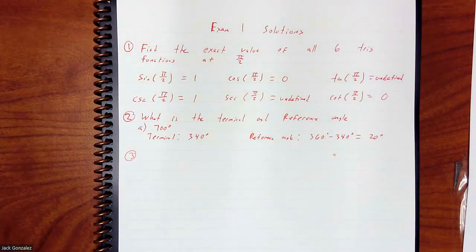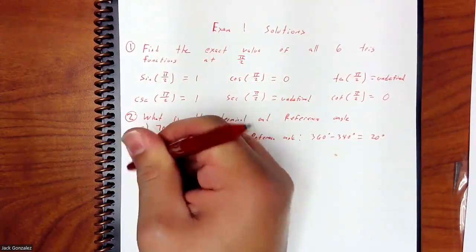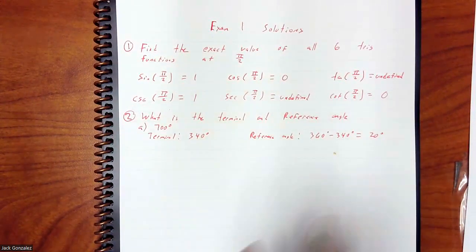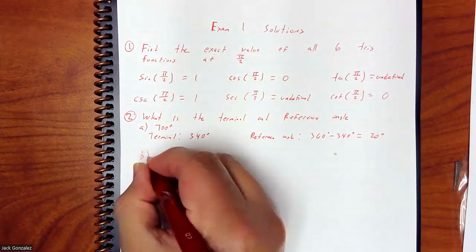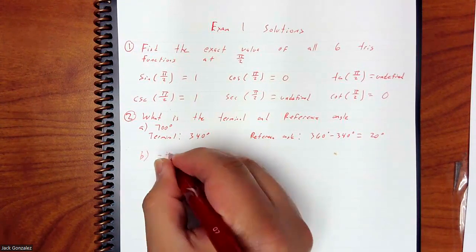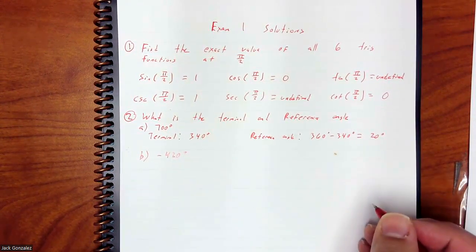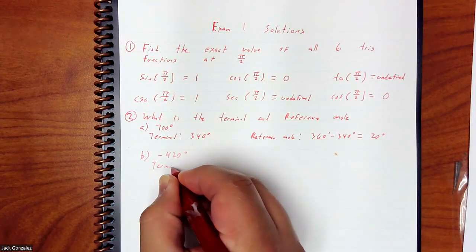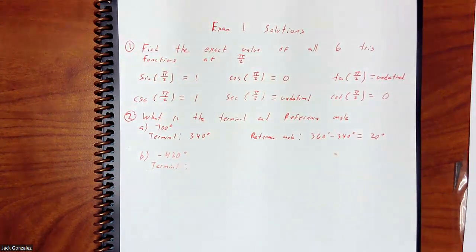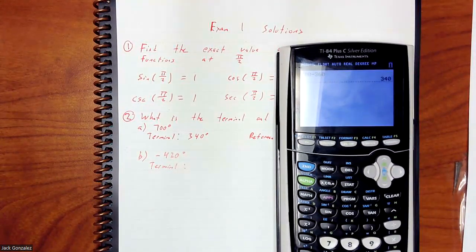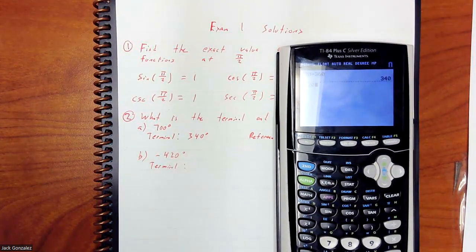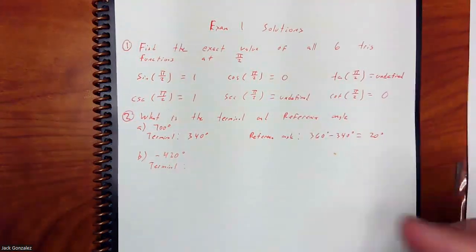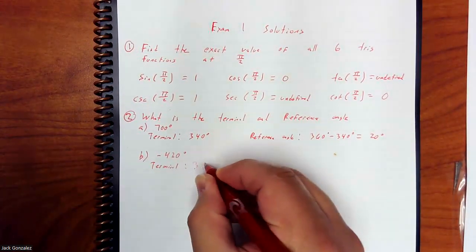Oh, forgot B. B was negative 420. So the terminal, just add 360 until you're above 0. So negative 420 plus 360 plus 360. So 300 degrees is the terminal angle.